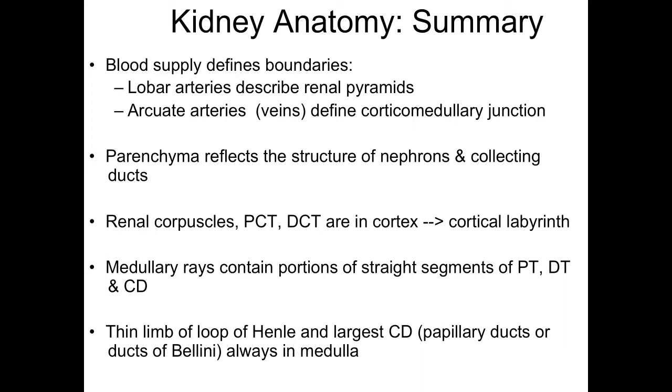We know the parenchyma reflects the structure of nephrons and collecting ducts in the kidney. Renal corpuscles, proximal and distal convoluted tubules are cortical structures. These are sometimes called the cortical labyrinth. Medullary rays, which are cortical structures, point towards the medulla. These contain the straight segments of proximal and distal tubules and the collecting ducts.